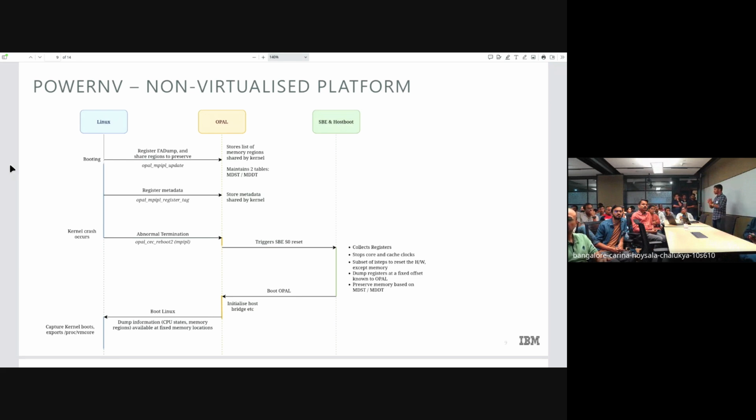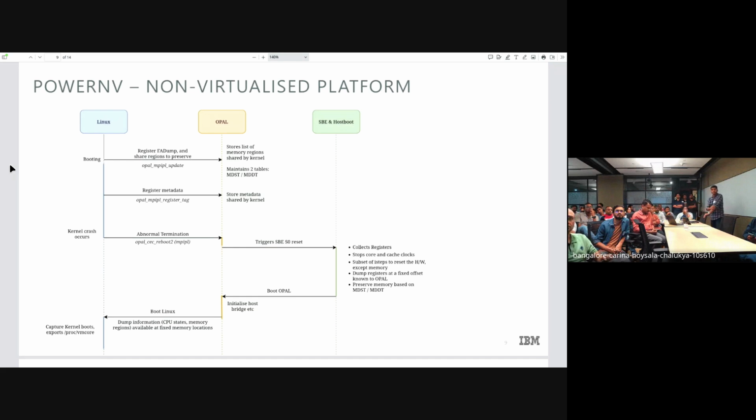So everything is reset. Only the memory reset is kept; the I-steps which would have done the memory reset are skipped. In this case, you can also see that SB, after collecting the registers, also stops the core and cache clocks. So everything is reset, and then it goes through the normal boot where Opal is booted, Linux is booted, and so on. So this is the flow.